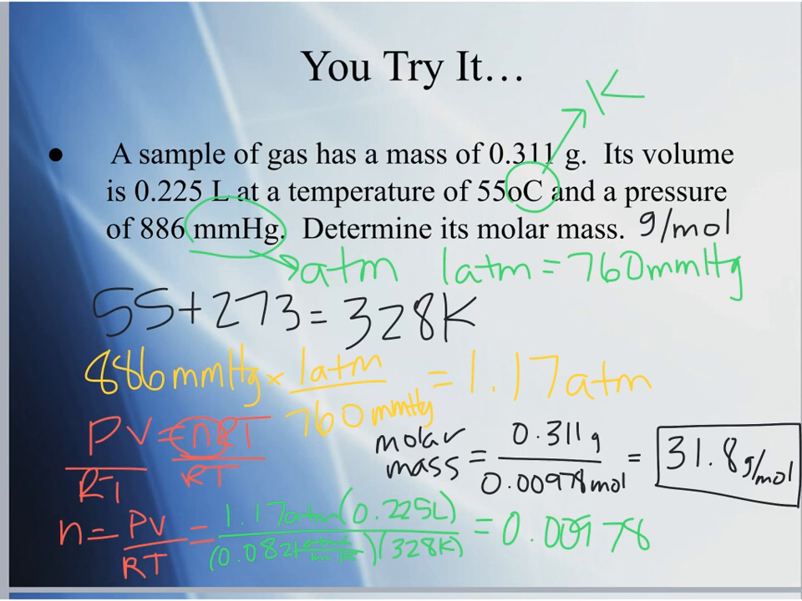Okay, so hopefully you got a molar mass of 31.8 grams per mole. You can take a look at the work there. I converted Celsius to Kelvin first, and then converted millimeters of mercury to atmospheres, right? Solved for n to find moles, plugged everything in and got moles equal to 0.00978, and then took the grams that were given in the very beginning and divided by those moles to get our molar mass. Grams divided by moles. So 31.8 is the answer for that one.